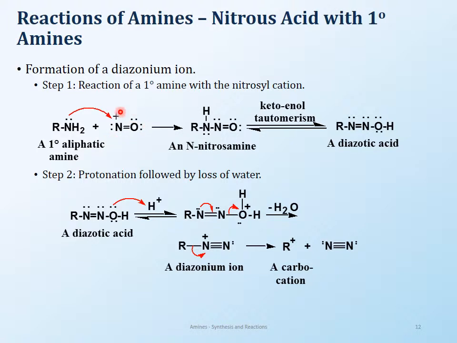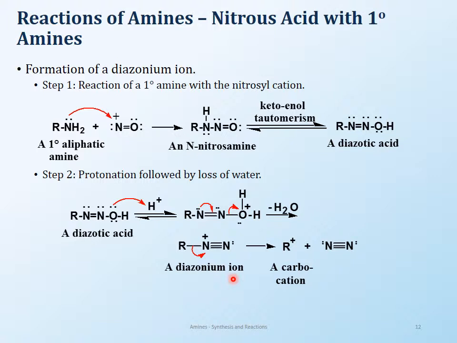The nitroso ion is coming from the nitrous acid. Once this forms, you end up getting a diazotic acid. Don't worry so much about the mechanism. Right here is something intermediate that forms. And right here is the diazonium salt, or the diazonium ion that we end up forming.